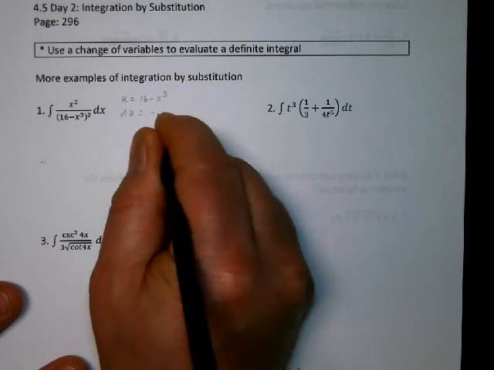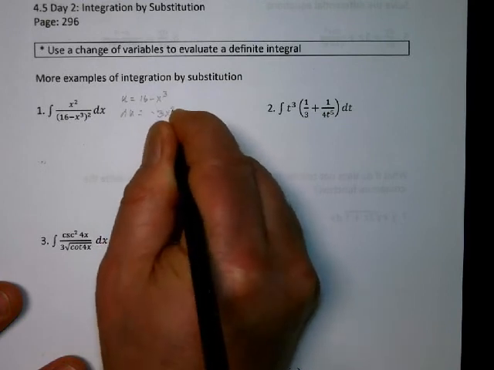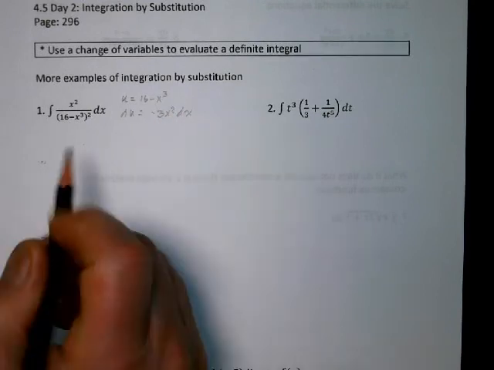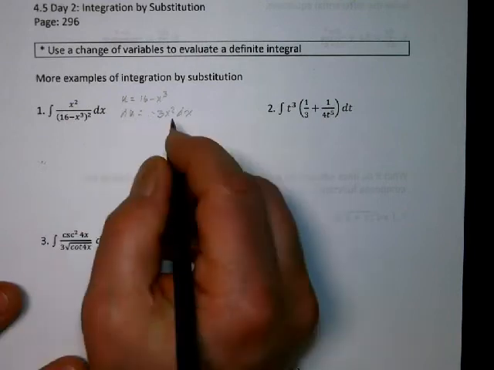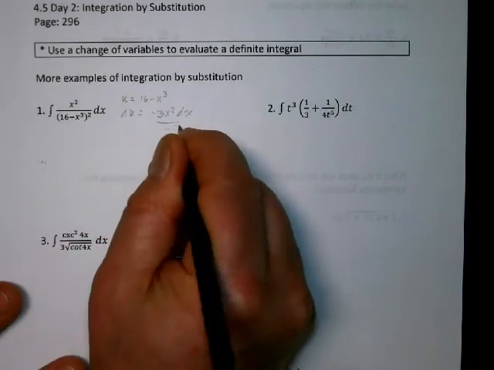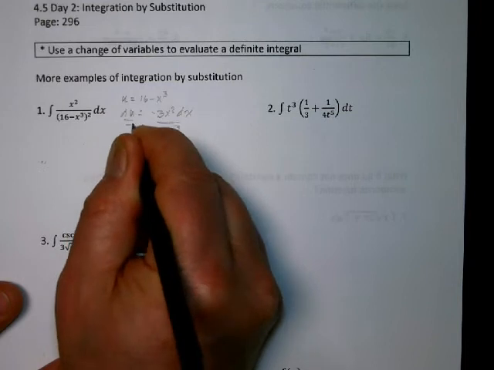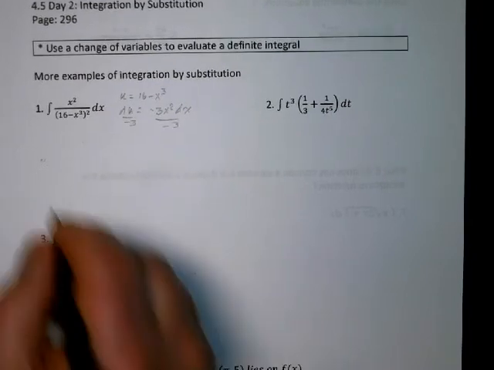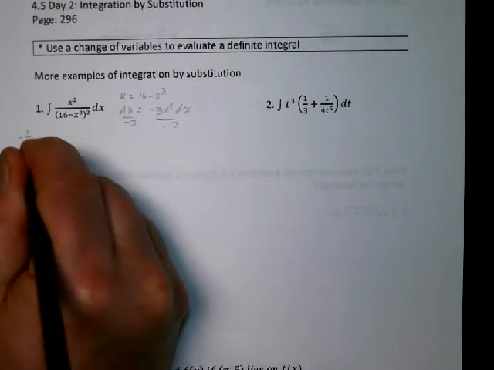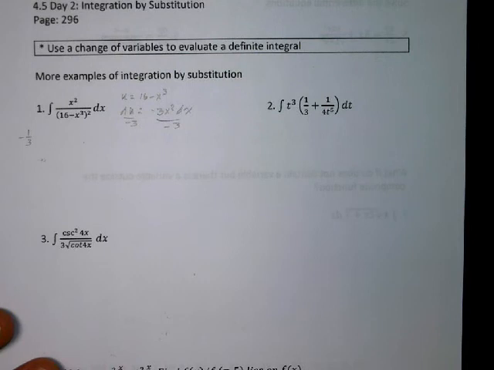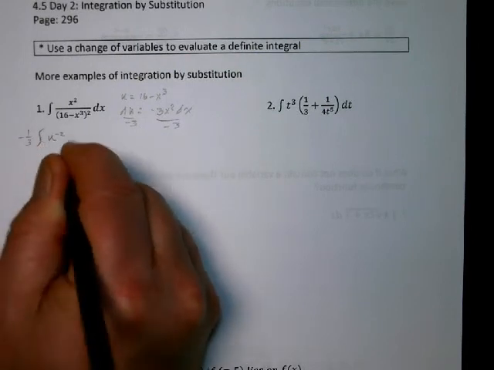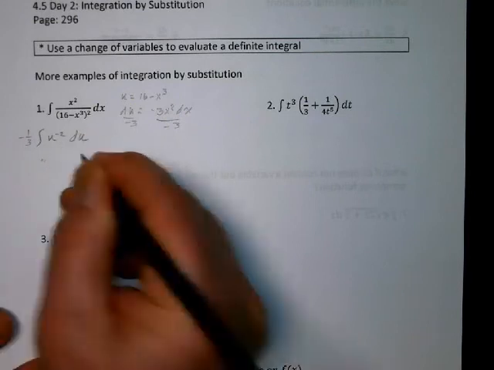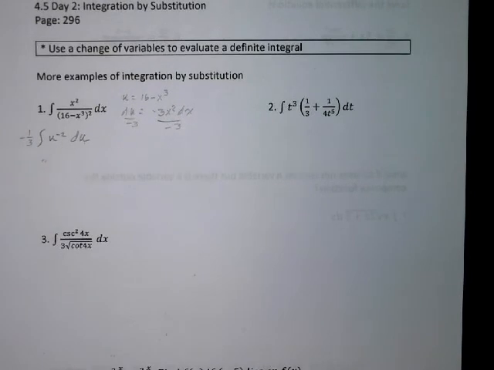Du is negative 3x squared dx. So I have the x squared, I don't have the negative 3, so that means I got to divide both sides by negative 3. And remember that negative 3 is a constant, so I can pull that out front. And I'm going to write that u as to the negative 2 power. It's just easier to integrate it that way.